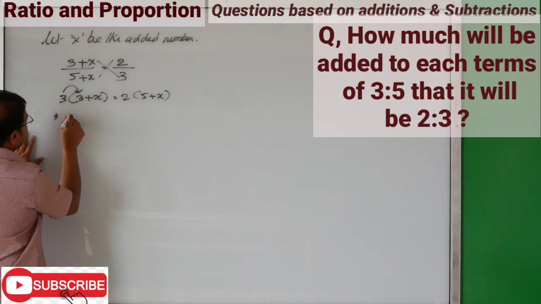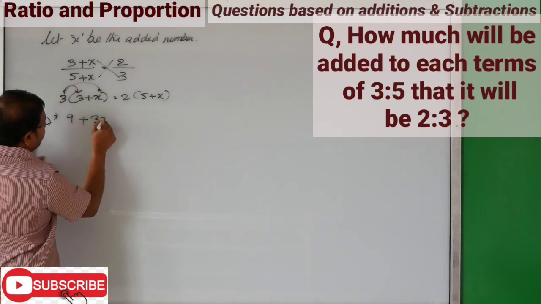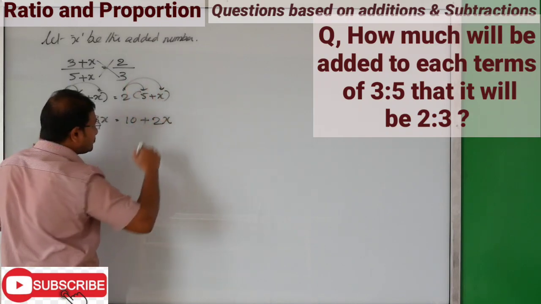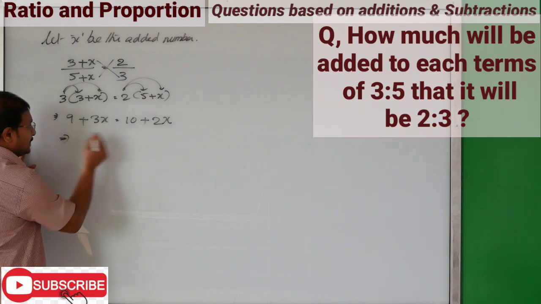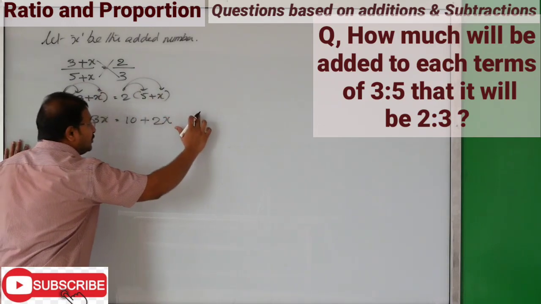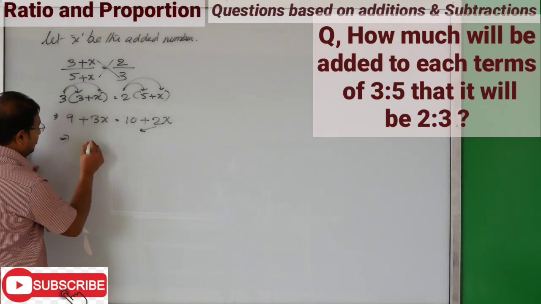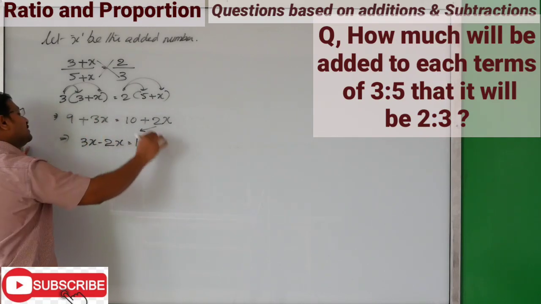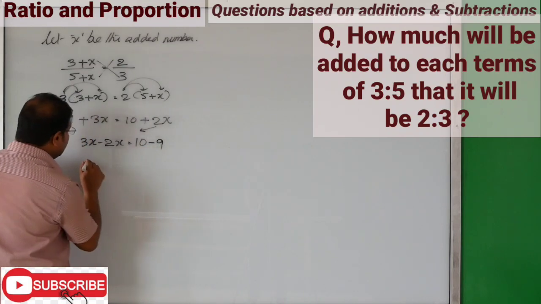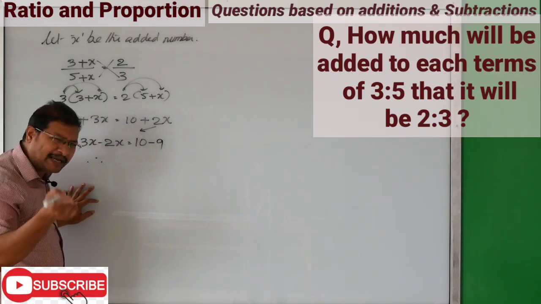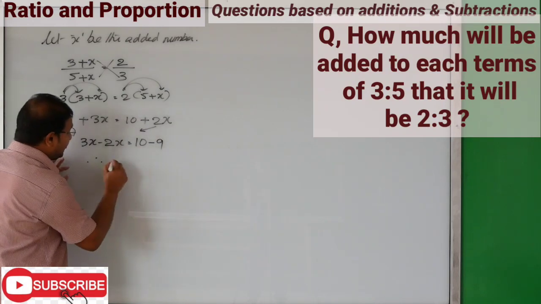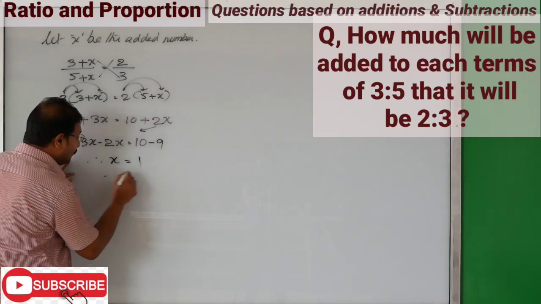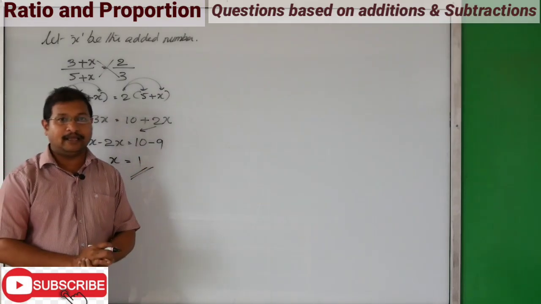This implies 3 into 3, 9, plus 3 into x, 3x, equals 2 into 5, 10, plus 2 into x, that is 2x. Ready? After that, what will happen? x will carry to the next side and the number 9 will carry to the other side. 2x plus is coming to the next side, it will be minus. That means 3x minus 2x equals 10 minus 9. Therefore 3 minus 2, yes, 1, 1x means x. x equals 10 minus 9, that's 1. Therefore x equals 1. Okay, let's go to the next model.